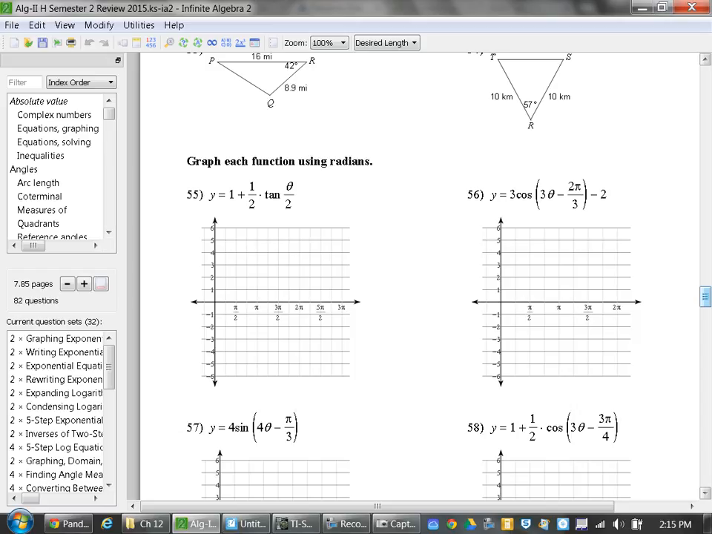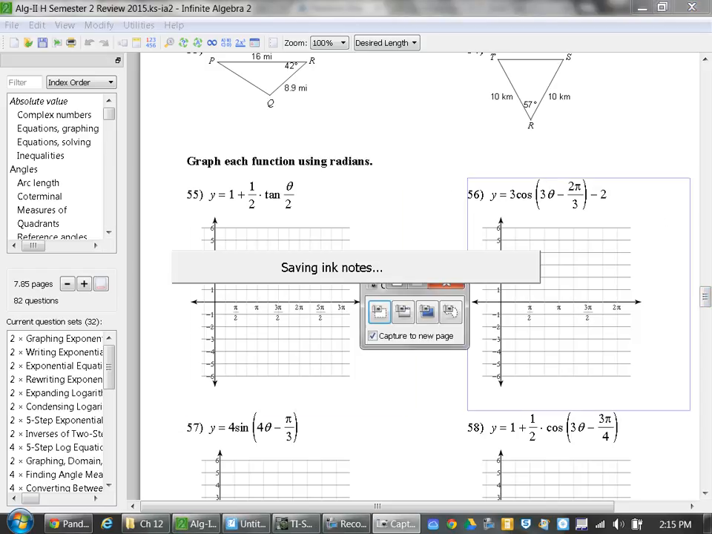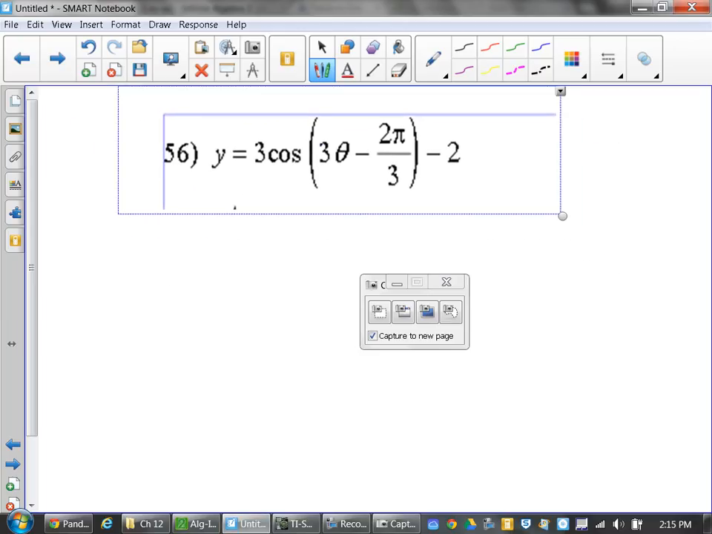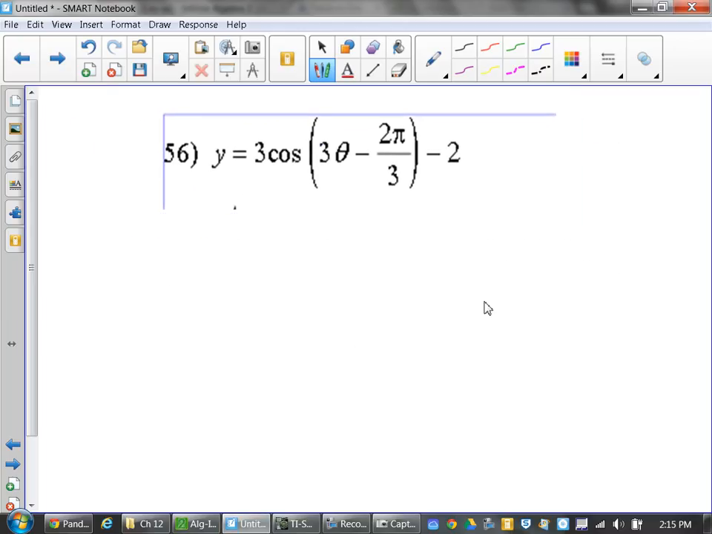What I'm looking at here on something like 56 is that you have the generic equation, but your b value is not outside the parentheses. We always dealt with our b values being outside of the parentheses. So in order to figure out what your period and your amplitude is, you have to rewrite it. This will be 3 cosine of 3. When we pull out that 3, I'm dividing this out by a 3 as well, so it becomes minus 2 pi over 9.